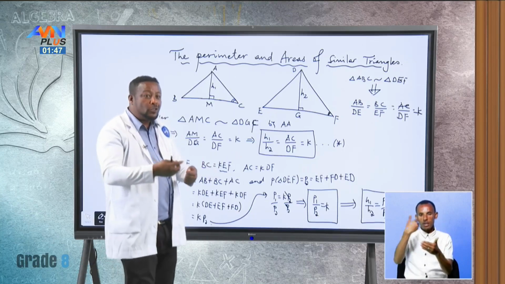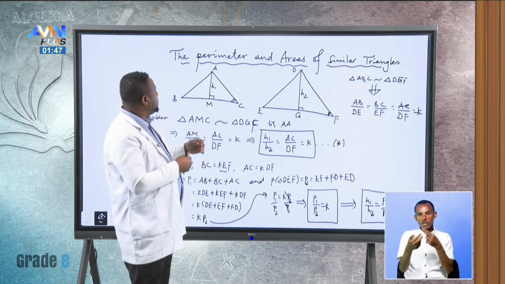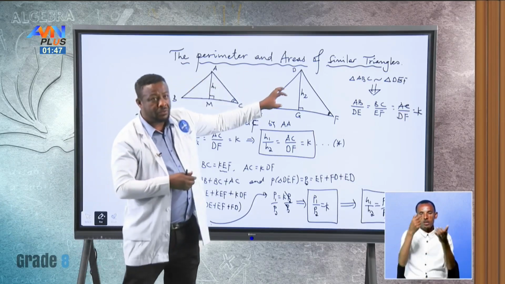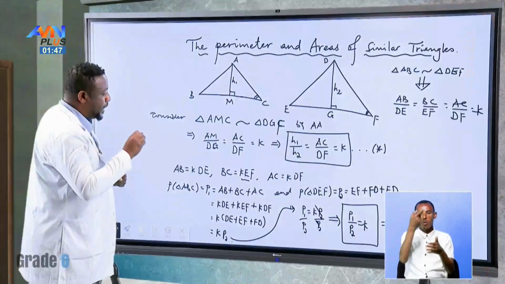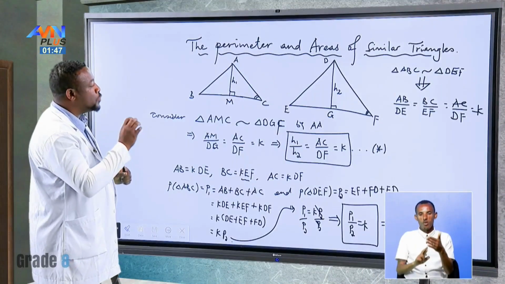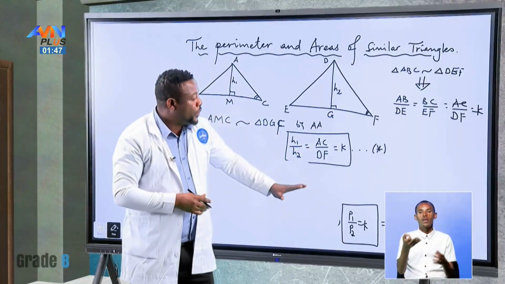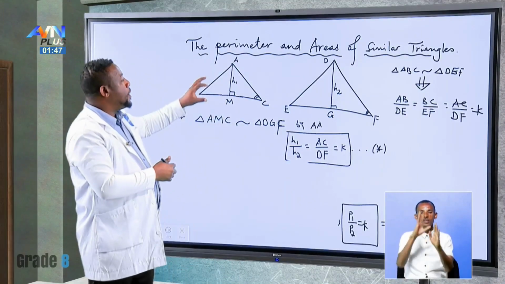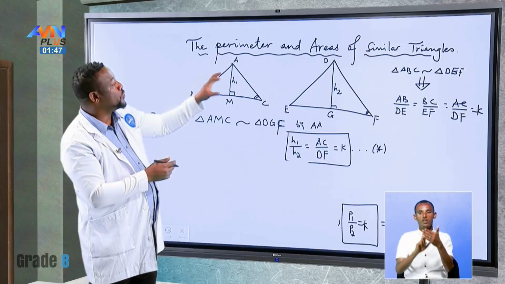Next, I will show you how we can derive a relationship between the areas of these two triangles, right? So now let's see what the ratio of the areas of these two triangles looks like. Here we already have a certain relationship. Now let's determine the ratio of the areas of the two triangles.